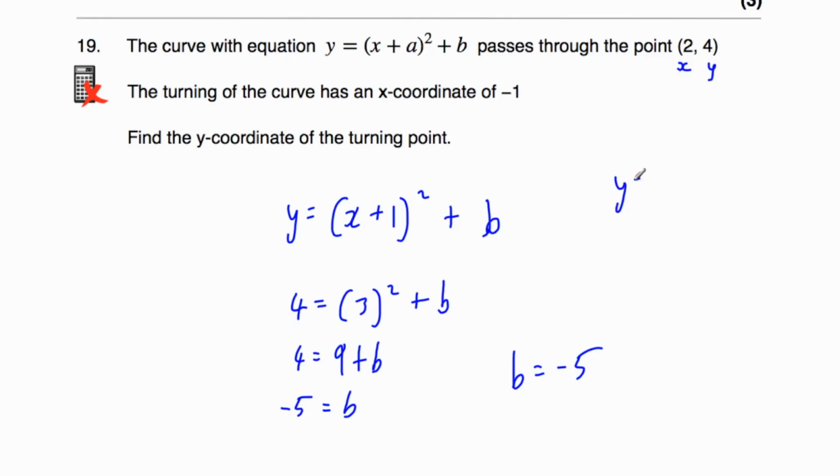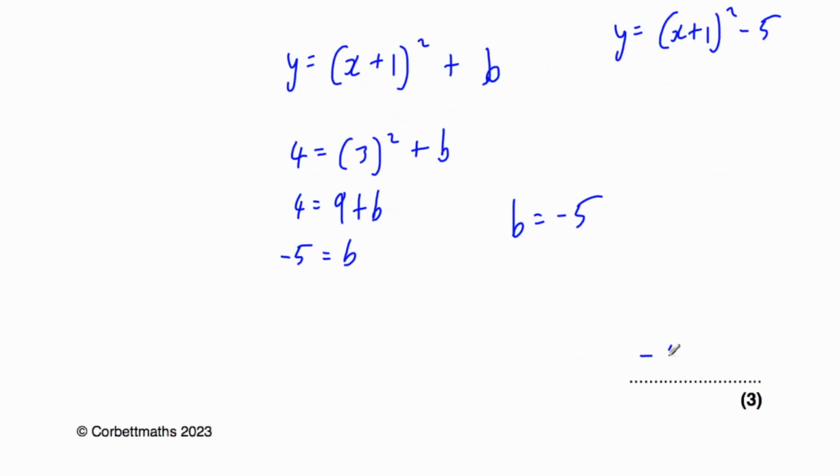So that means that we have y equals (x plus 1) squared minus 5. That says translate the graph 1 square to the left and 5 downwards. So the y coordinate of the turning point would be minus 5. So that's it, so minus 5.